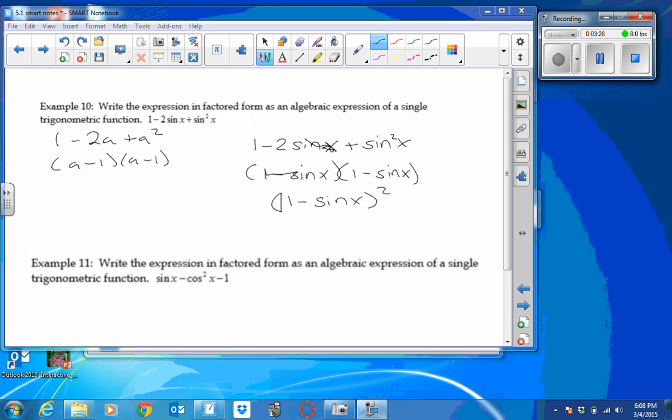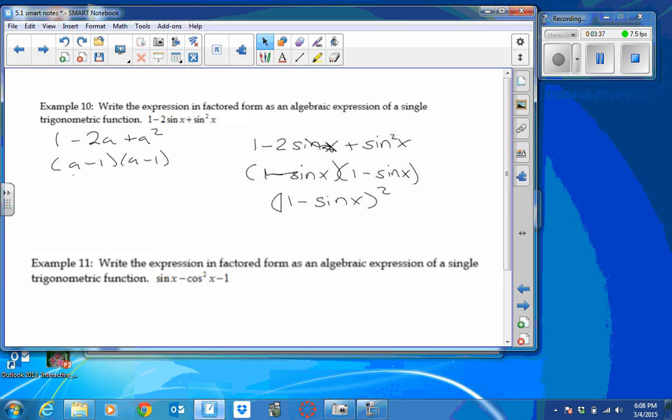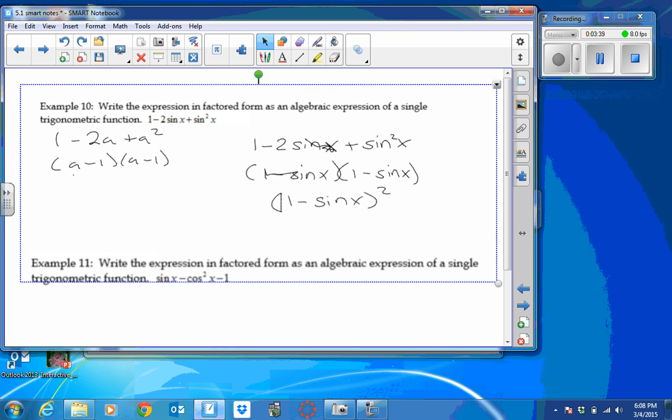Okay, I finished it up, and let me go through what I did here. Just like 1 minus 2a plus a squared can be factored into a minus 1 times a minus 1, 1 minus 2 sine x plus sine squared x can factor into 1 minus sine x times 1 minus sine x, or 1 minus sine x squared, which is an algebraic expression of a single trigonometric function, sine.